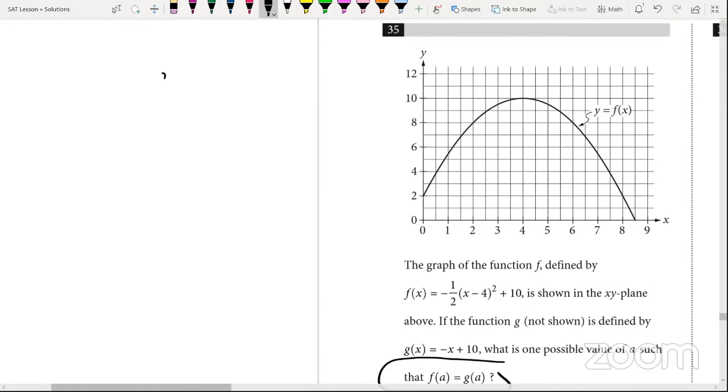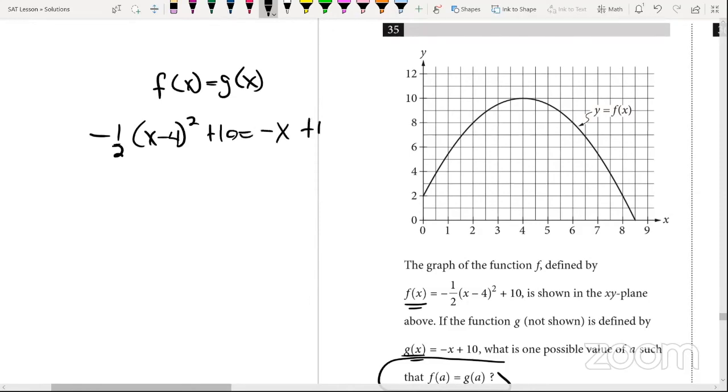So if the question had said f of x equals g of x, then more people would be likely to just take the f of x function and set it equal to the g of x function. So the writers of this test know that by saying f of a instead of f of x, it makes it a little less obvious that you're supposed to set them equal. But a is just some number, and so they're saying that when we plug in some number on the x value, it's equal to plugging in some number on the x value for the g function. So if you do it for the f, it's equal to doing it for the g. So basically set f equal to g. So -1/2 x minus 4 squared plus 10 equals -x plus 10.